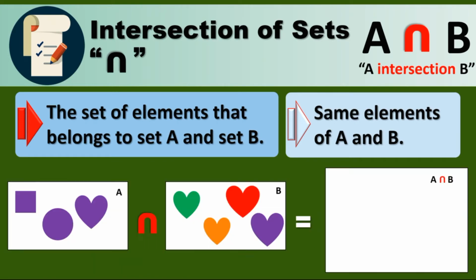Let's have here a simple example. Our set A contains these shapes, and our set B contains these shapes. What is the intersection of A and B? Or simply, what are the same elements of A and B? And it is the violet heart. Do we still have same elements of A and B? There's none anymore.